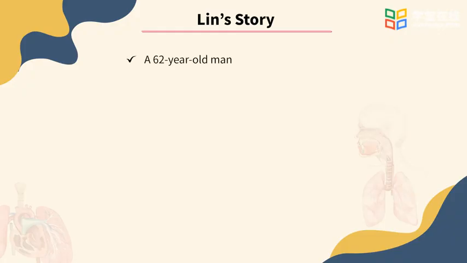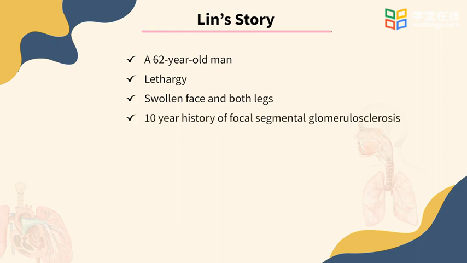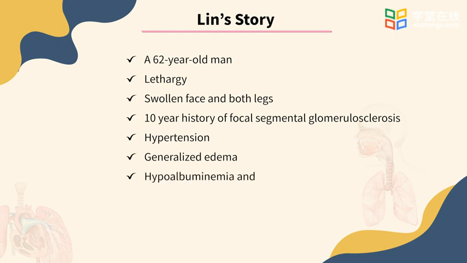Now, let's look at a case. Mr. Lin, a 62-year-old man, complains of lethargy, swollen face, and both legs. He has a history of focal segmental glomerular sclerosis for more than 10 years. Clinical findings include hypertension, generalized edema, hypoalbuminemia, and heavy proteinuria. He is diagnosed with nephrotic syndrome. What are the underlying mechanisms of these findings?